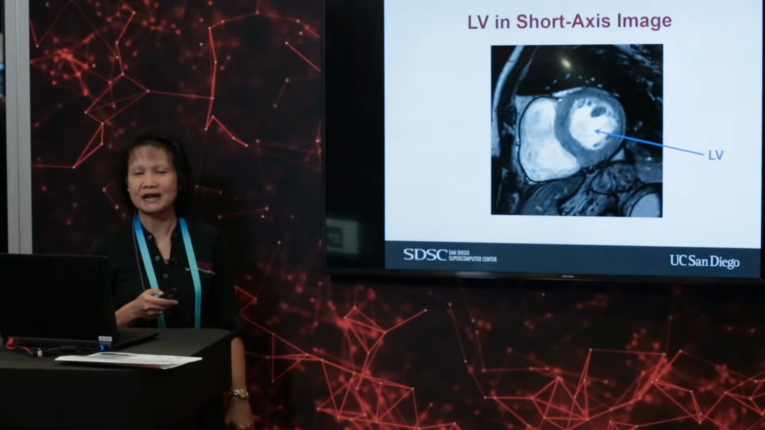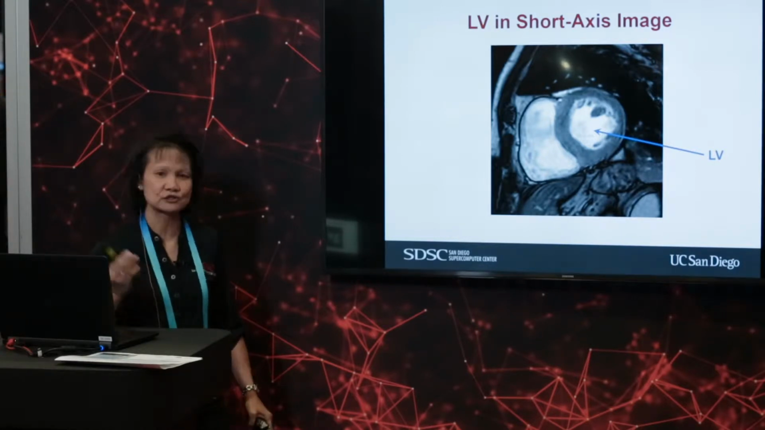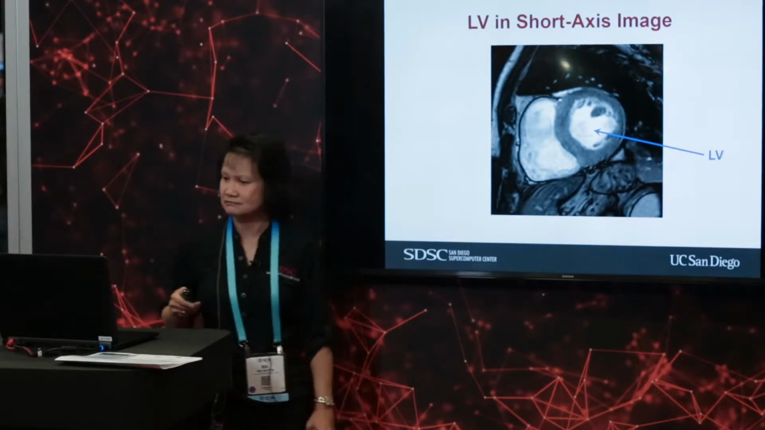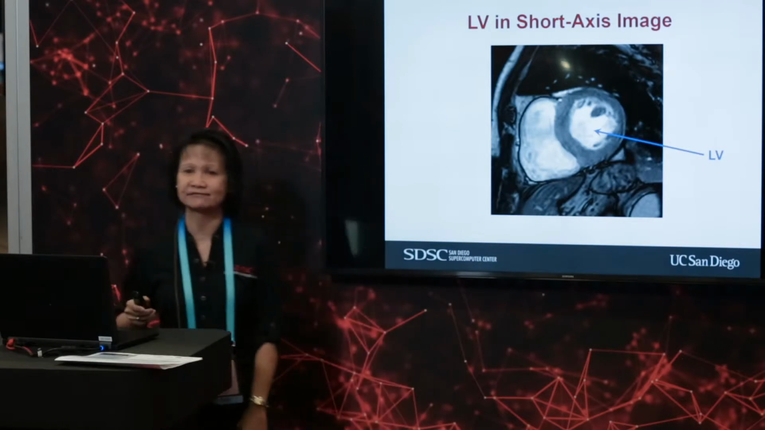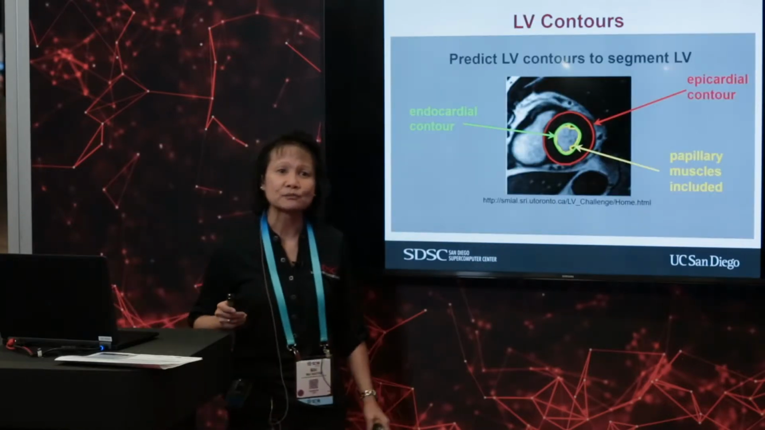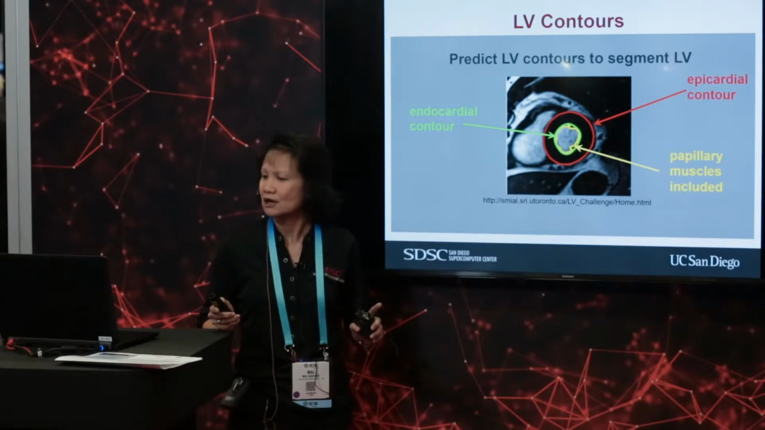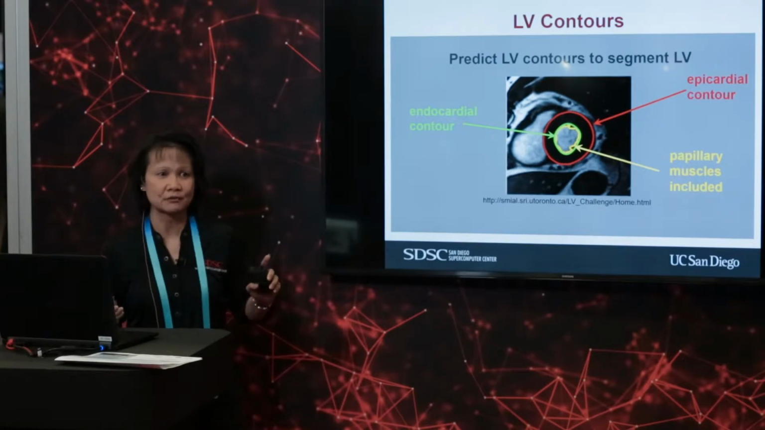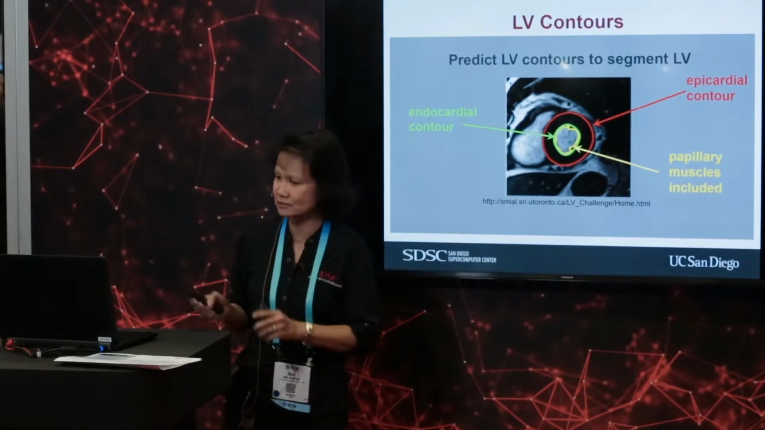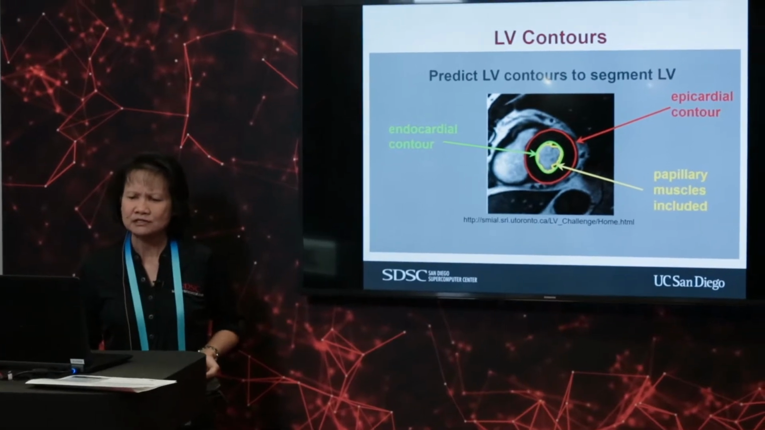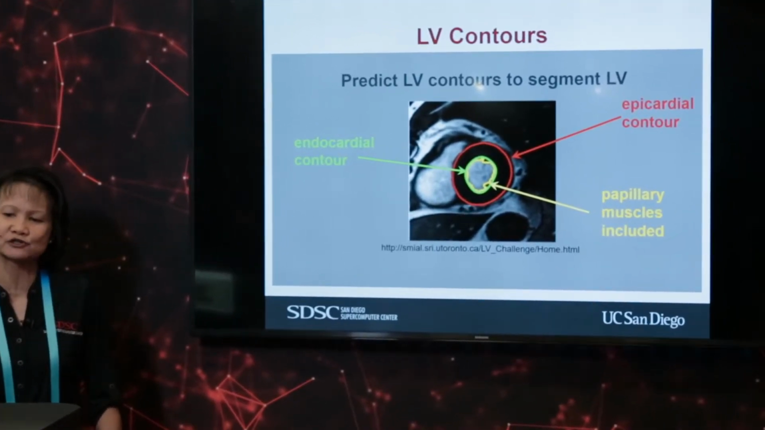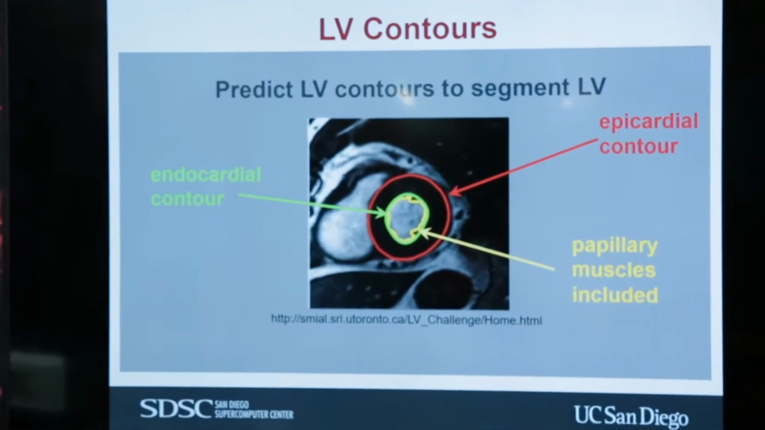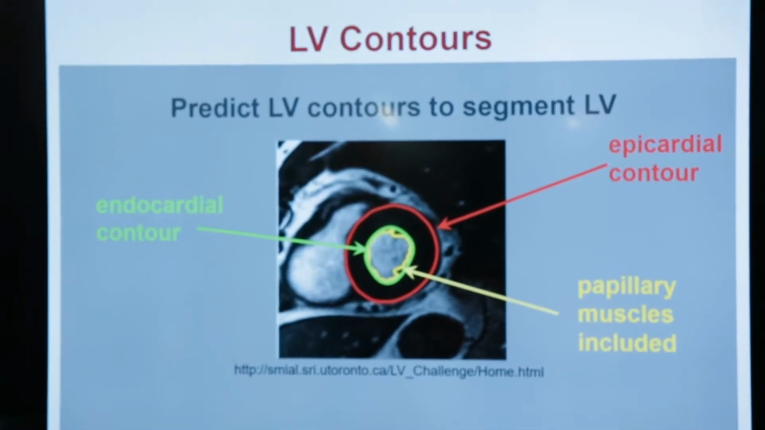This is a typical short-axis cardiac image, and it shows you a cross-section view of the heart. This circular object here in the middle, that's the left ventricle. In order to pick out the LV from the image, we want to train the deep learning model to predict the LV contour, which can then be used to segment the LV from the rest of the image. For the current approach, we're training the model to predict the endocardial contour, which is shown in green, and that delineates the inner wall of the left ventricle.